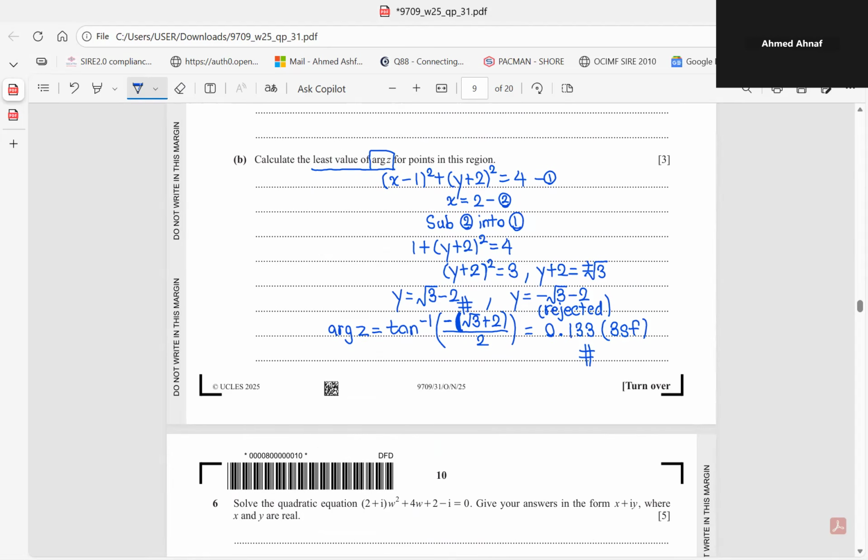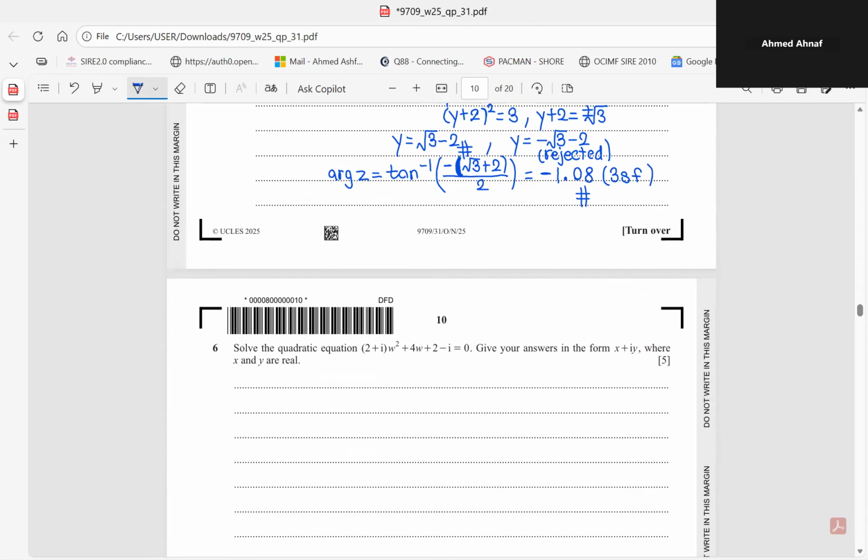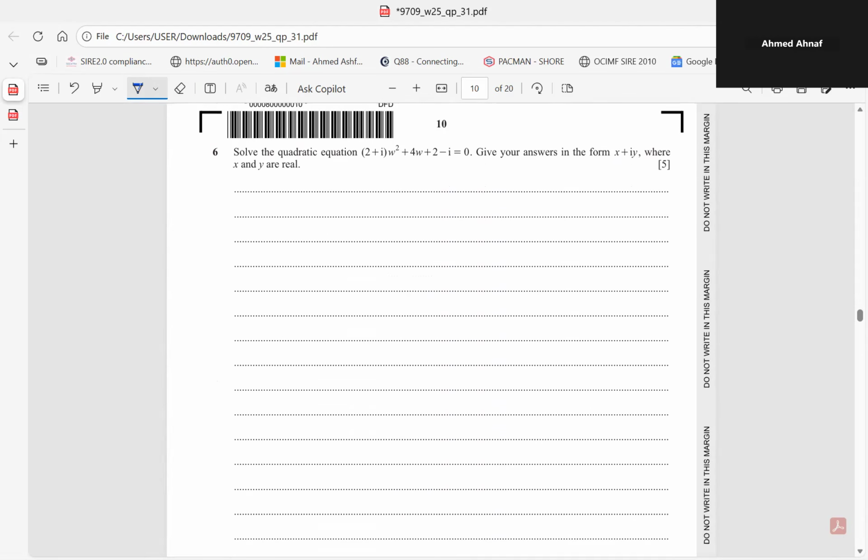Yeah, and you're supposed to get minus in radians. You can also do in degrees, minus 1.0823 SF. So yeah, this would be our final answer for this second part, as well as the entire question. Let's head on to the next question.